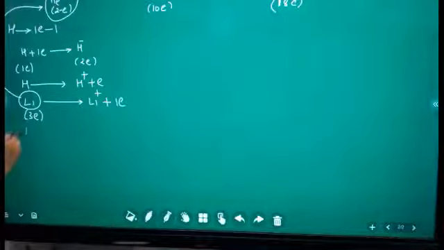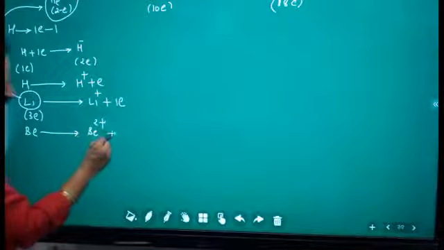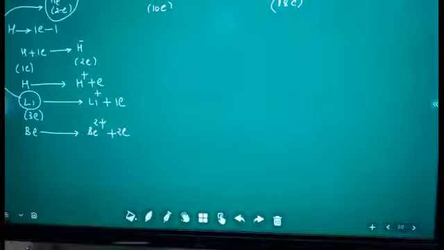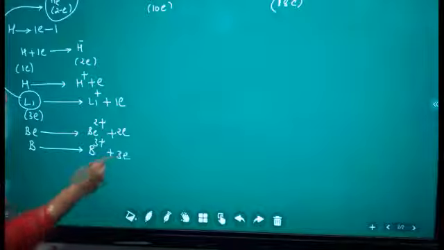In the same way, if beryllium wants to become like helium, then beryllium should lose 2 electrons. So Be will become 2 plus, and there will be 2 electrons, because the nearby noble gas of beryllium is helium, not neon. If boron wants to become like helium, boron should lose 3 electrons. So B will be 3 plus, and there will be 2 electrons.